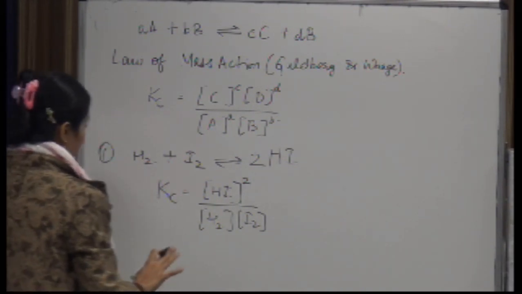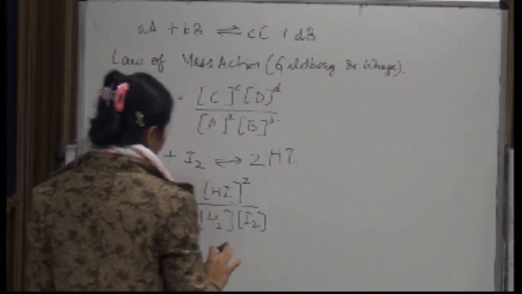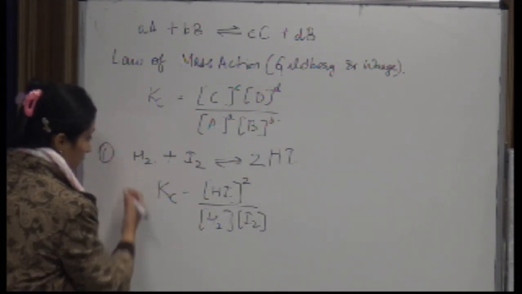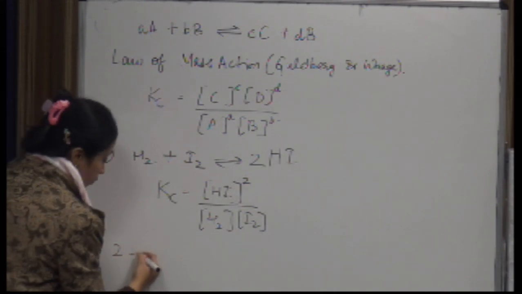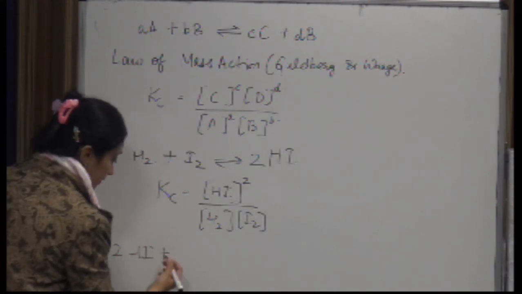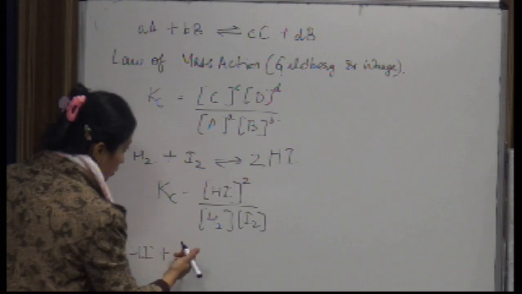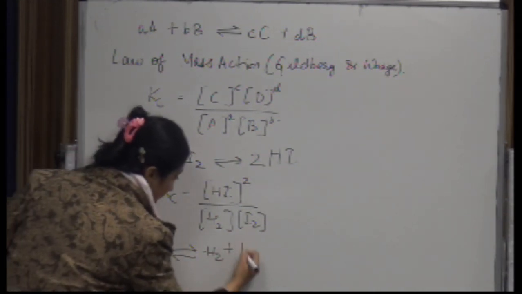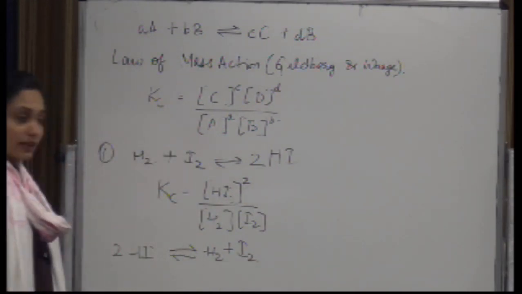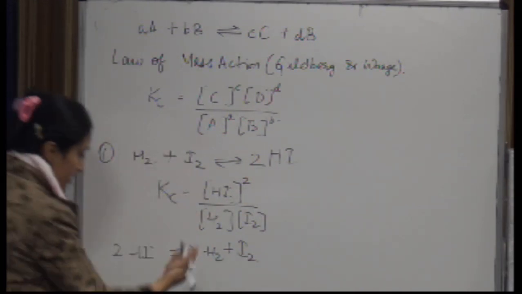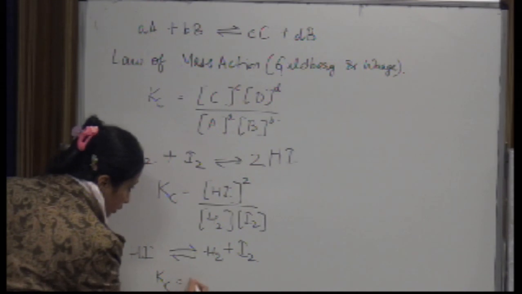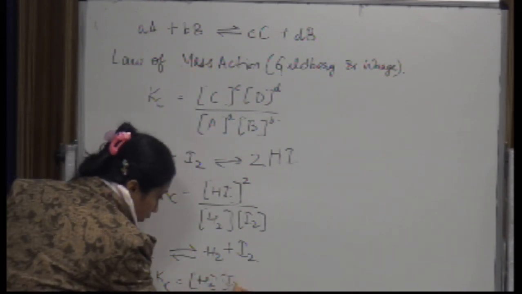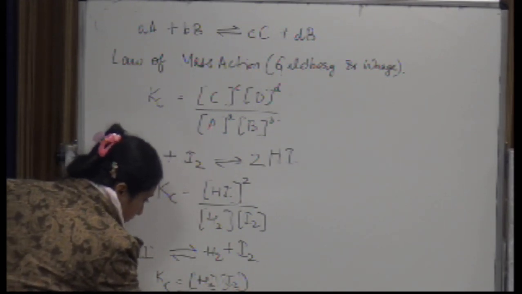Okay, now remember, if I talk about the reverse reaction, then what will be the Kc dash? Now call it Kc dash. 2HI giving H2 plus I2. So what will happen in this case? Now in this case, you will have your Kc dash equal to the concentration of H2 into I2 upon HI to the power 2.